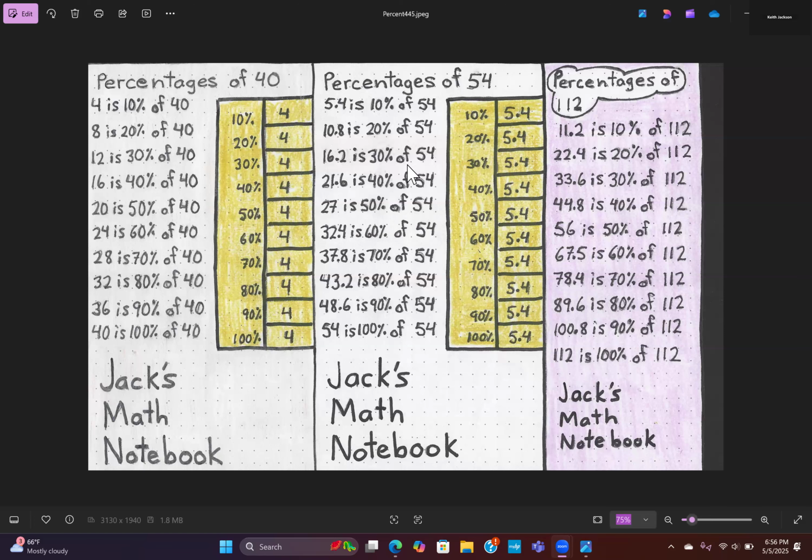All right, so it works like a charm, and we can even do it with even larger numbers, like in the case of 112. So 10% of 112, all we have to do is just walk that decimal point over just one place over, and 10% of 112 is 11.2. All we have to do is just continue to count by 11.2 all the way down to 100% that you see right here. And that easily lets us know that, for example, 56 is 50% of 112 because all we have to do is just continue to count by 11.2 all the way down to the fifth position.